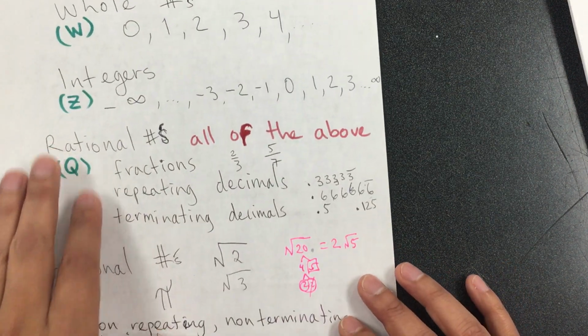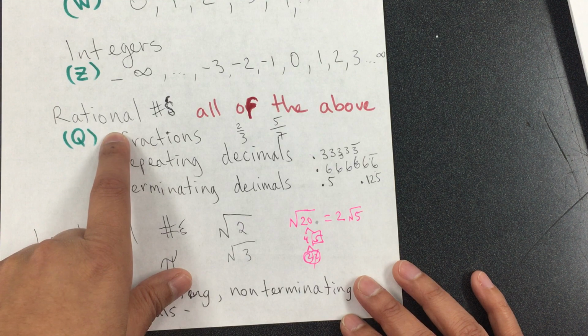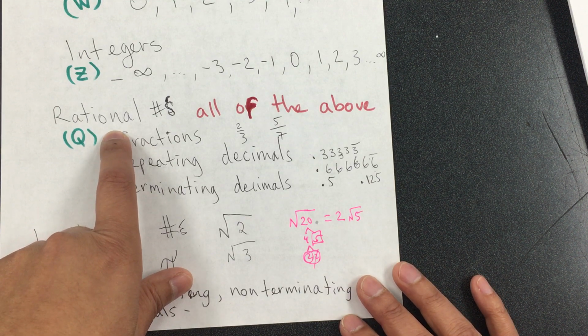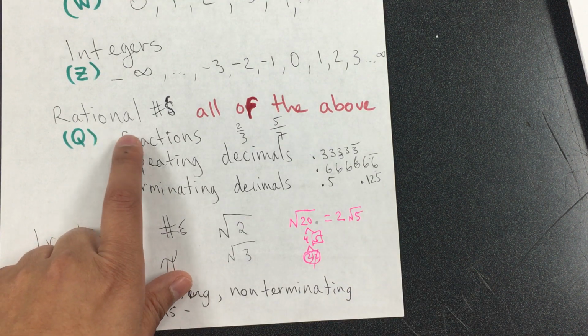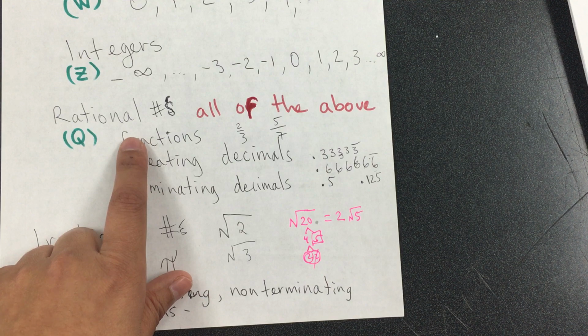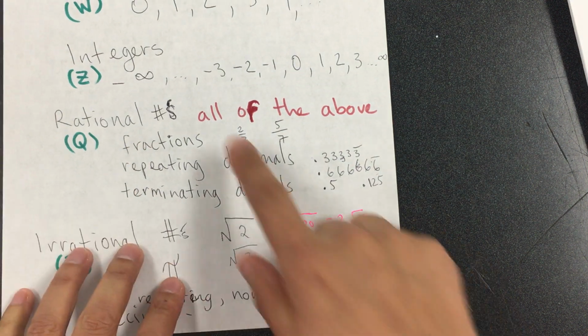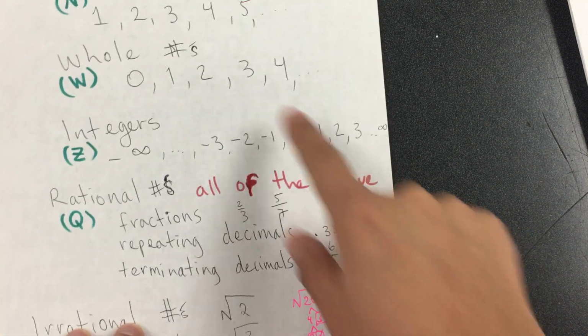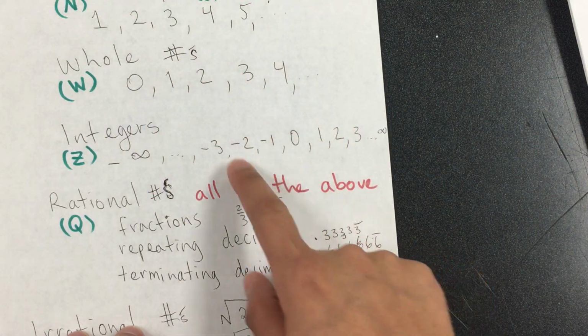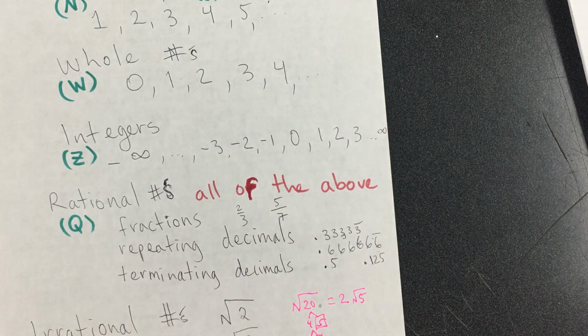After integers, we have rational, and rational numbers are numbers that can be written as a fraction or as a ratio. And so those are fractions, and it says in here all of the above, because all of these can be written over 1, and that's a ratio.